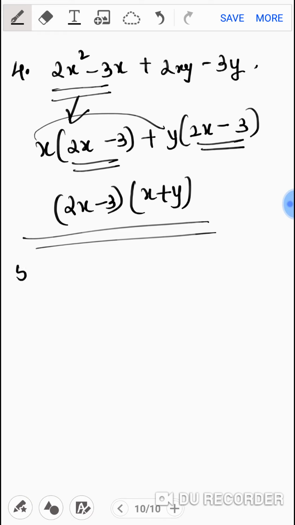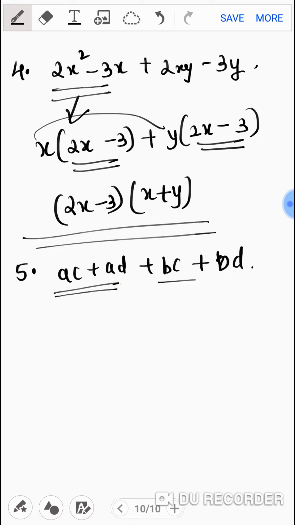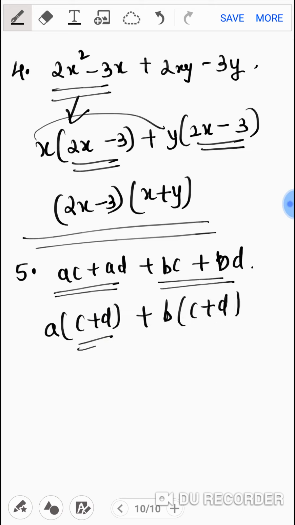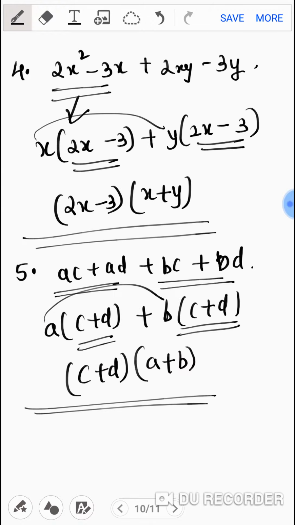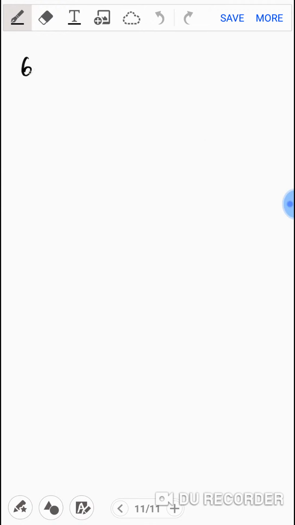I'll jump on to 5th, and it says AC plus AD plus BC plus BD. My dear kids, take two terms together. A common, C plus D here. From here B common, C plus D. You got the inside bracket same. You have to take that bracket as common and the remaining two terms in one bracket. And that's your answer. That was your 5th. I'll jump on to 6th.